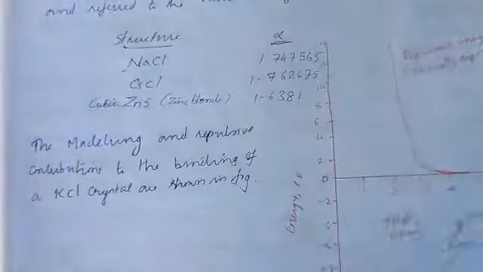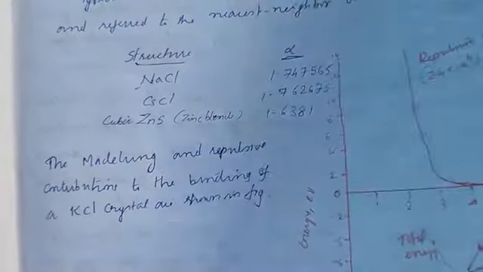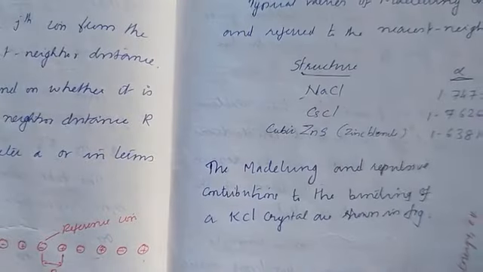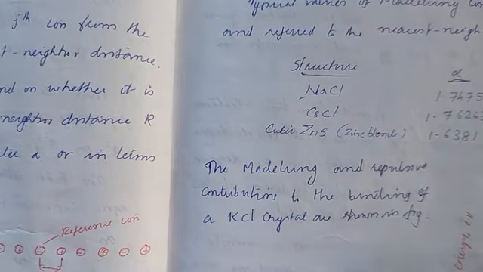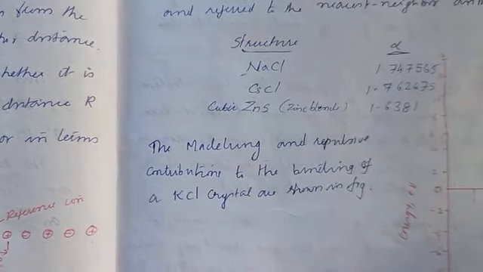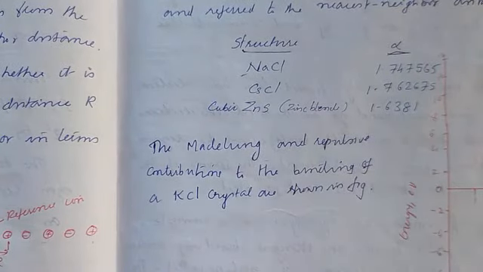So this is about ionic crystals. We have described what ionic crystals are and their peculiarities, the Madelung energy, and the evaluation of the Madelung constants. That's all about ionic crystals.